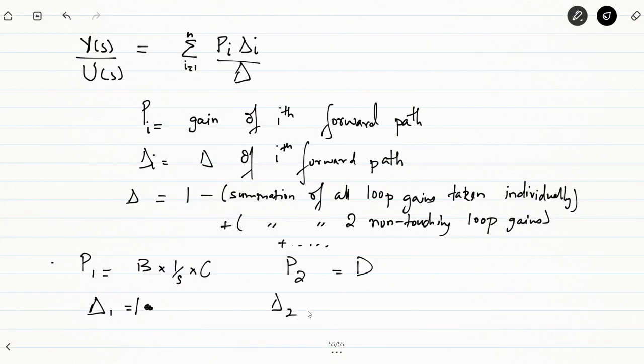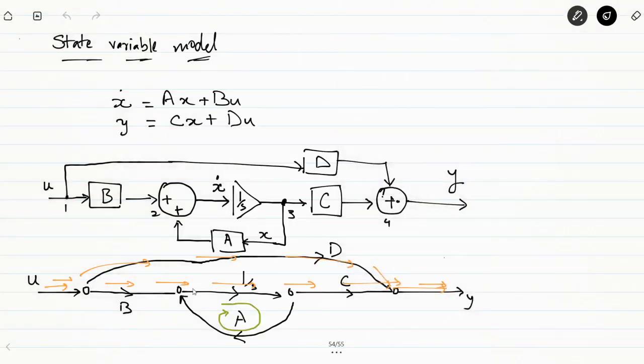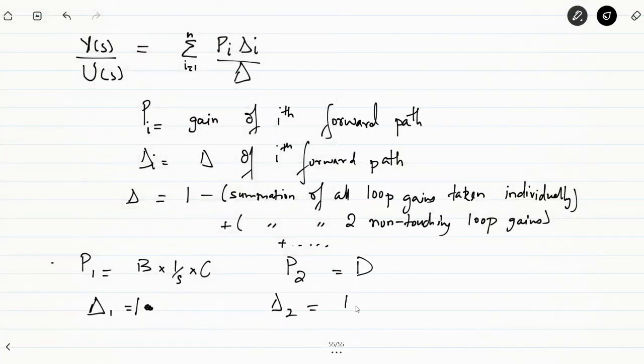While as delta 2, that is 1, that is path number 2. The loop that's not touching with this is 1 by s into a. And as far as delta is concerned, delta is 1 minus summation of all loop gains. As we know, there is only one loop gain. This is actually 1 minus 1 by s times a. It will be again 1 by s into a.